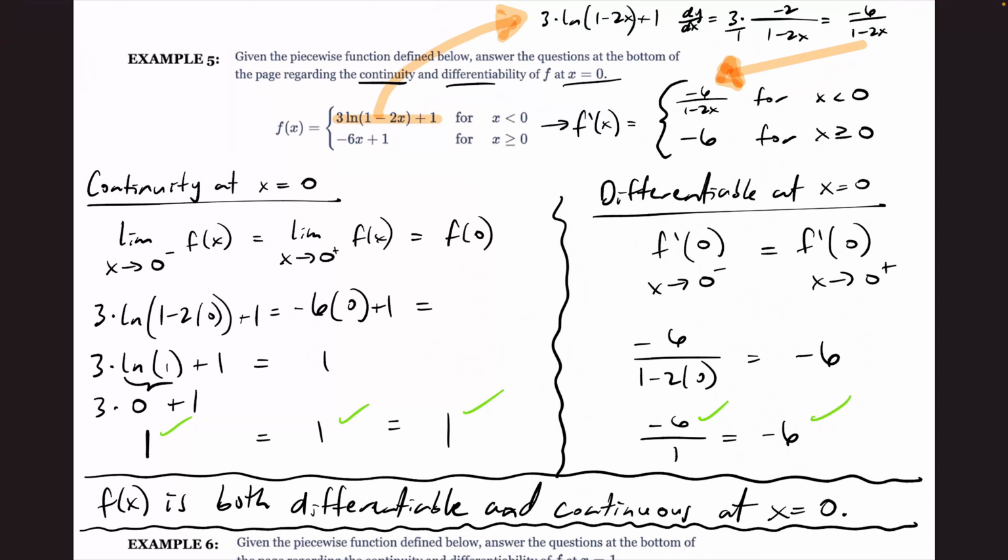Do we have to write f of x is differentiable and continuous, or can we just provide the work? If you just provide the work, I have no idea what I'm looking at because you haven't answered the question. So yeah, you got to answer the question. I would say always answer the question. The work backs it up, but always answer the question in words. For full credit, yeah, I would do that.